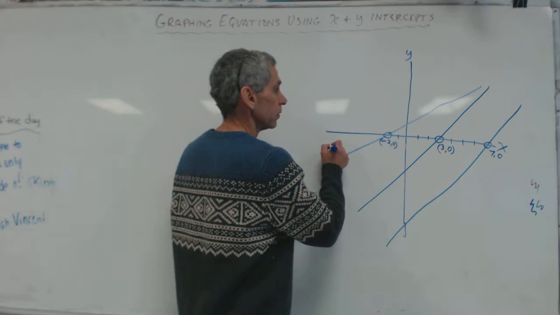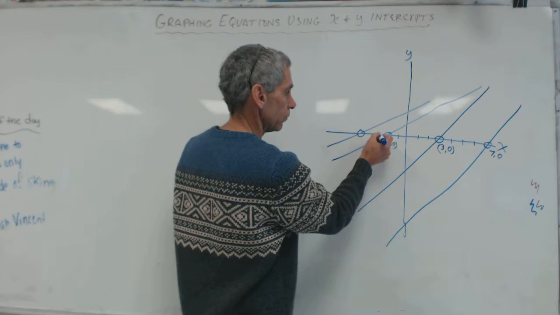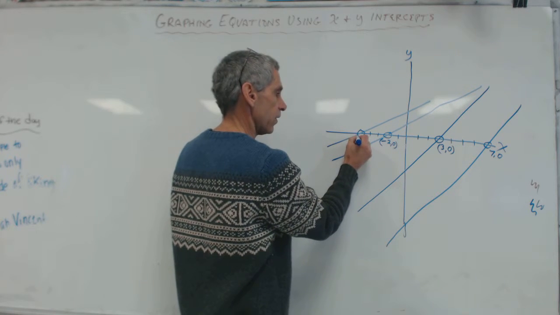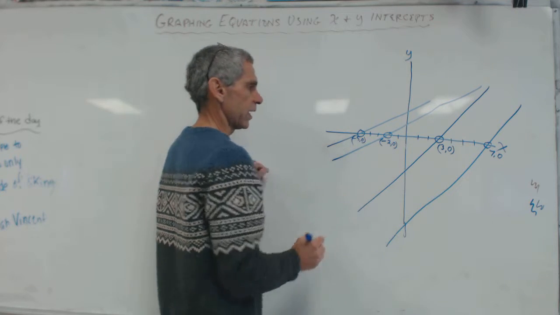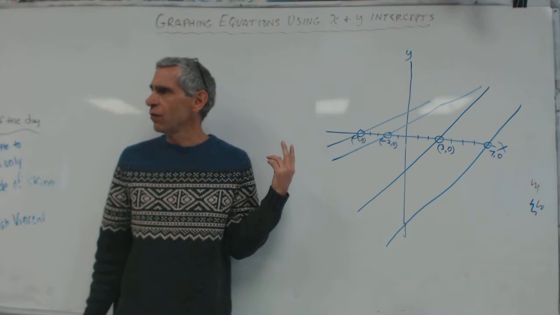Okay, let's try this one. That's negative 2, negative 3, negative 4, negative 5. So that's negative 5, what? 0. That's interesting. Okay, give me an x-intercept that doesn't have y as 0.